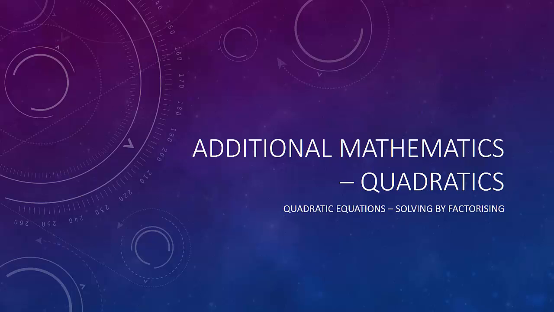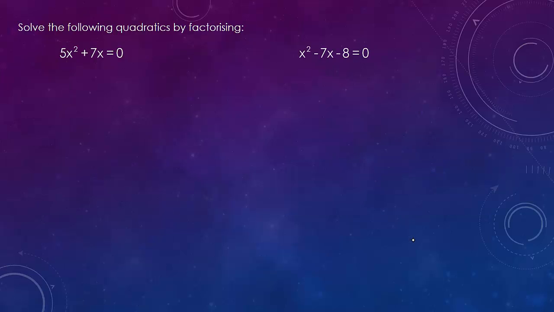Quadratic equations solving by factorising. So we want to solve the following quadratics by factorising. If we look at the first example here, it's quite an easy one to factorise because there's no constant term. We can see that we just have a common factor of x, which we can factorise out. And then in the bracket, we'll have 5x plus 7.